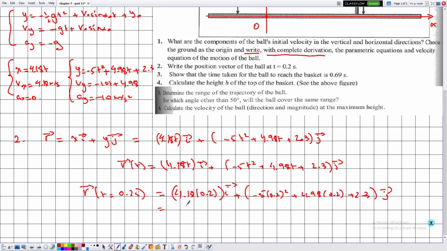so they are i and j. So let me calculate the x component. Then 4.18 times 0.2 is given by 0.836 multiplied by the unit vector i. As for the y component, which is more complicated, then it's given by 3.096 j.